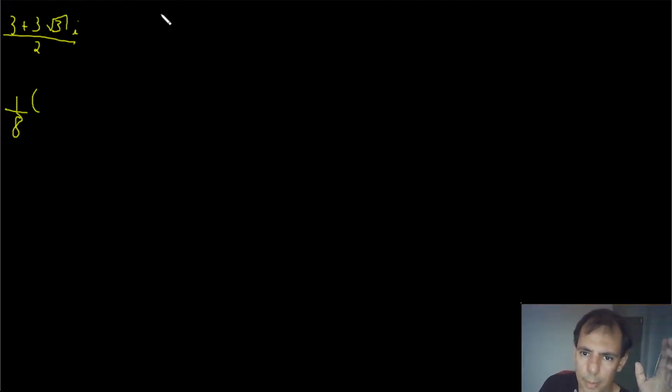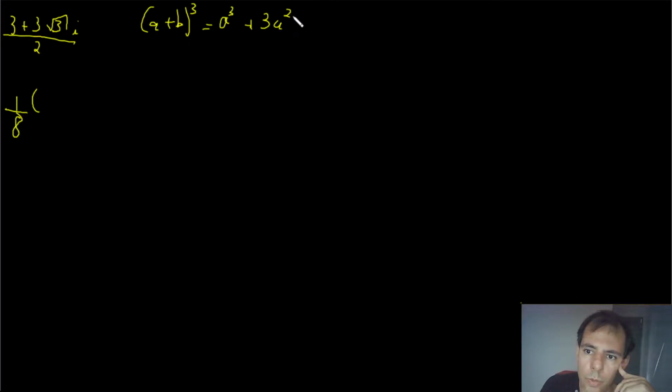So just as a reminder, this is going to be a binomial expansion. Whenever you have something like a plus b cubed, what you're going to have is a cubed plus 3a squared b plus 3ab squared plus b cubed. We have to do this to this stuff over here. So let's do it. What's going to be a? A is 3. This is a, this is b.